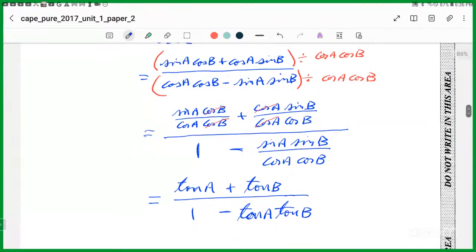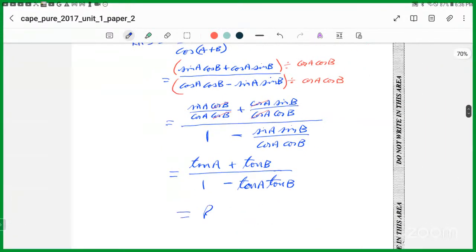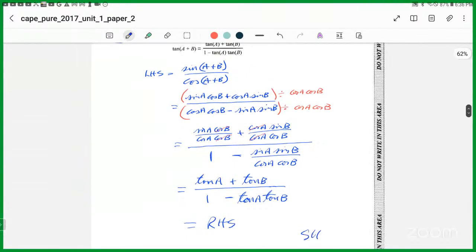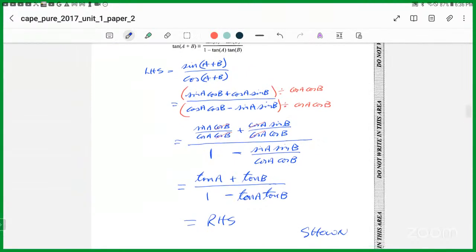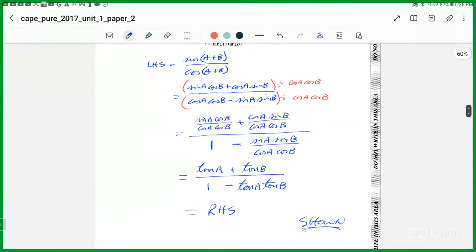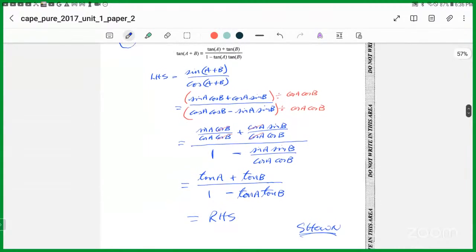And that is the right hand side. That is it shown. Or you can see quite easily, brushed aside. That's what we used to write when we were in school. Yep. That's it, guys. Nice and easy.